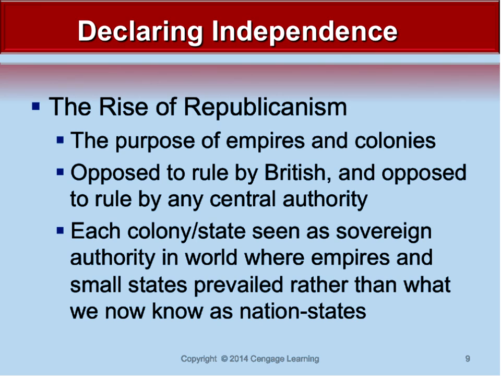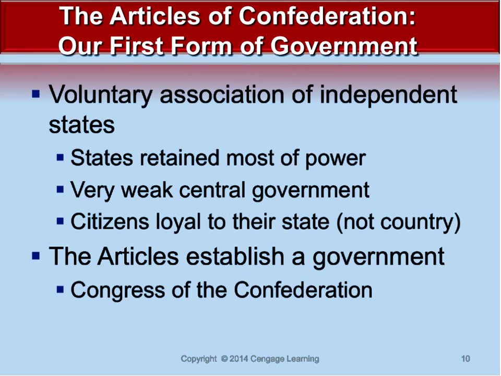And so this declaration becomes an opposition to monarchy, an opposition to British rule and domination, and each colony and state was seen at that time as a sovereign authority in a world where empires and small states prevailed, in what we now know as nation states. But the idea here is, centralized authoritarian rule normally associated with monarchy is not, at the time, acceptable.